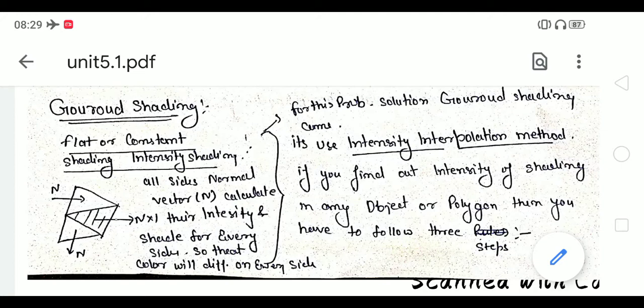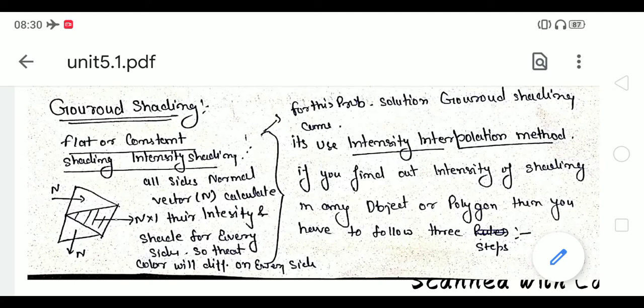Before understanding Gouraud shading, we have to understand why we use it. The problem is flat shading, or constant intensity shading. Because of this problem we have to use Gouraud shading. So before understanding Gouraud shading, you have to understand what the problem is, so that we can use Gouraud shading as the solution. First, we will discuss the problem.